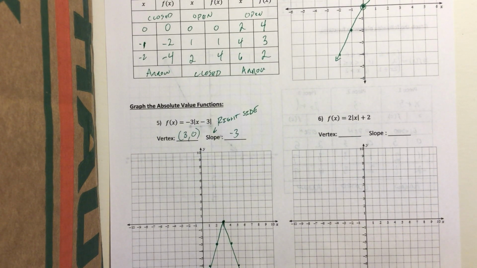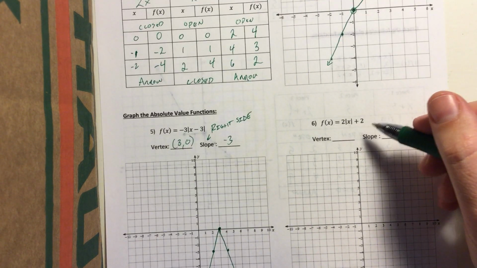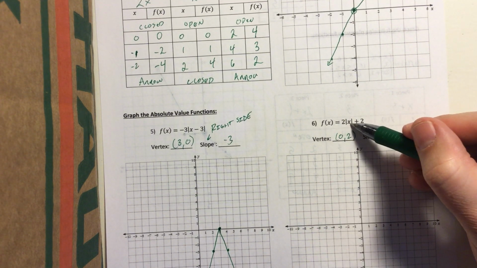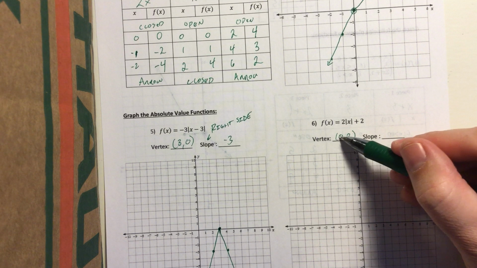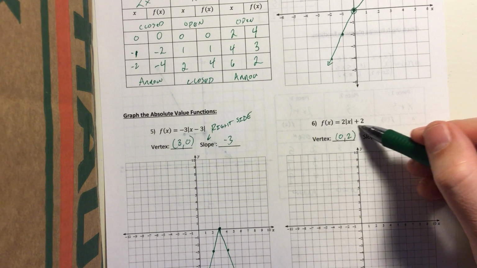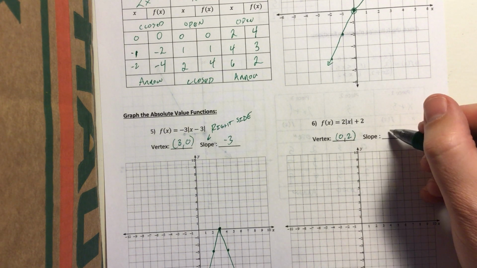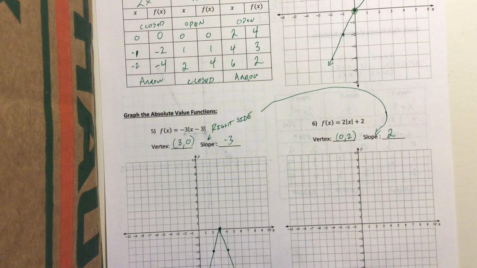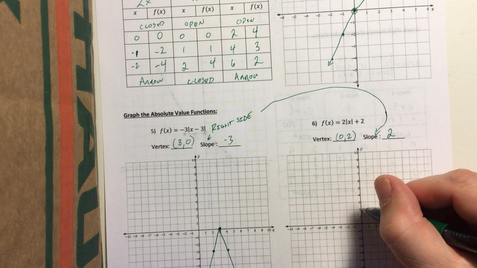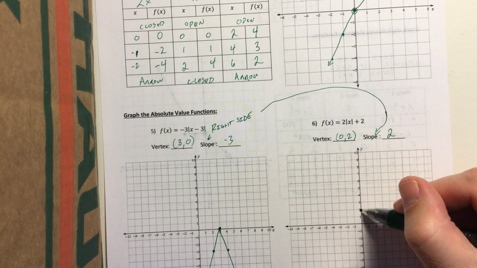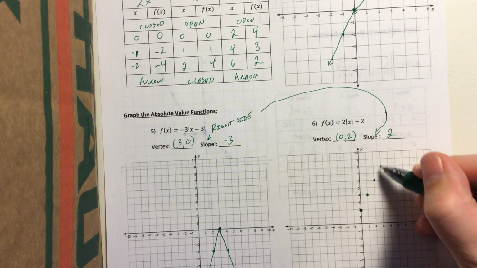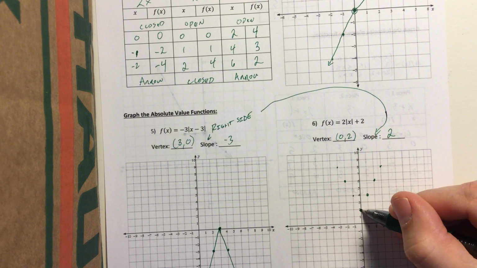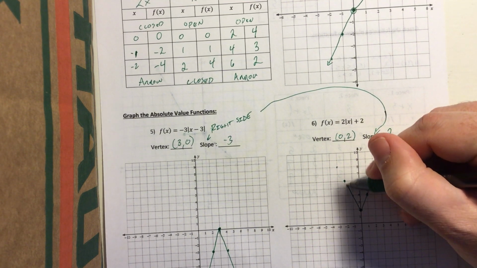And there we go. On number 6, our vertex here would be 0, +2. So there's no number this time on the inside of the absolute value, so the first number will be 0. Don't do the opposite for the outside number. You just take whatever that is. And our slope is going to be 2. And again, this is the right side slope. And so if I pop my point 0, 2, and then I'm going up 2 over 1, up 2 over 1, up 2 over 1, doing the same thing on the other side, just going the other direction. And there we go.